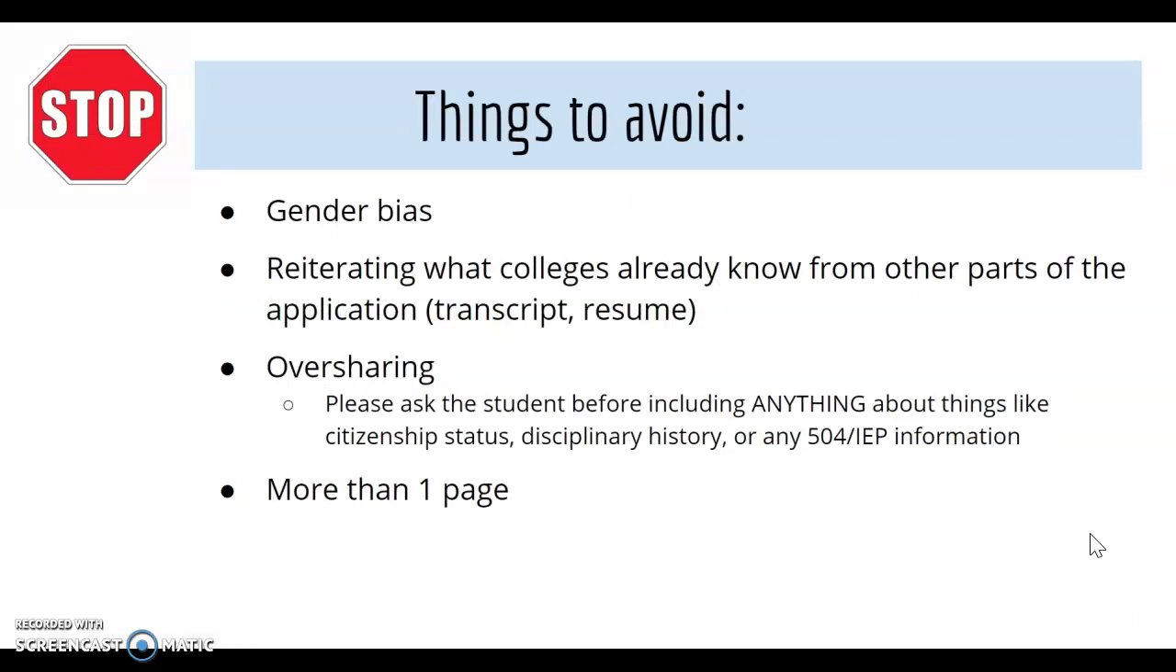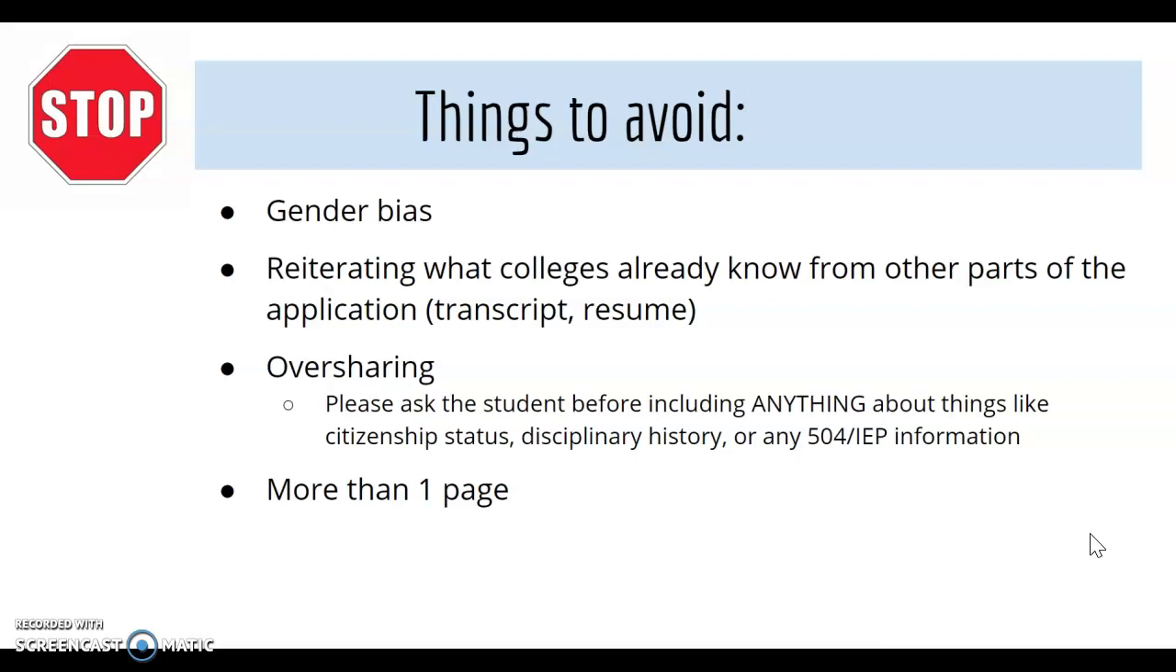Gender bias or any other identity factor bias is really easy to do sometimes. And so even like simple characteristics like talking about how a student brightens the room with her smile, that's something that's typically attributed to a young woman. And so just don't do it.